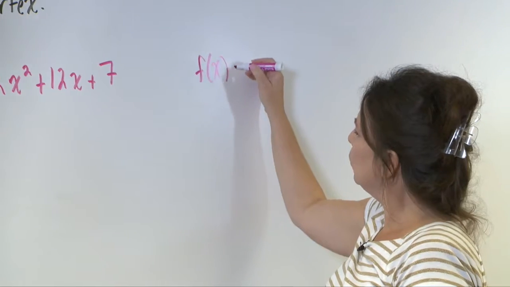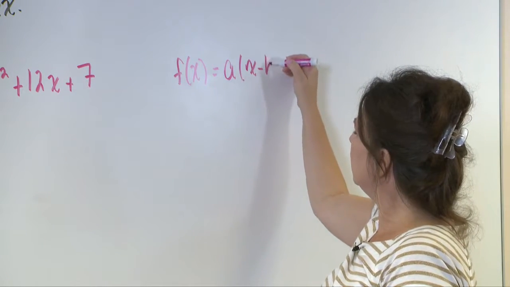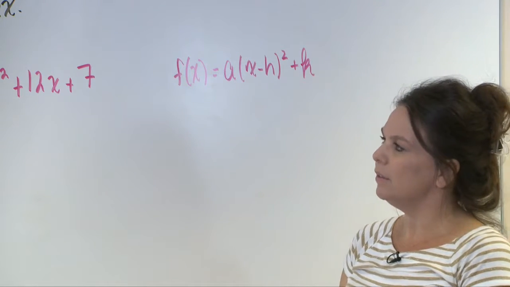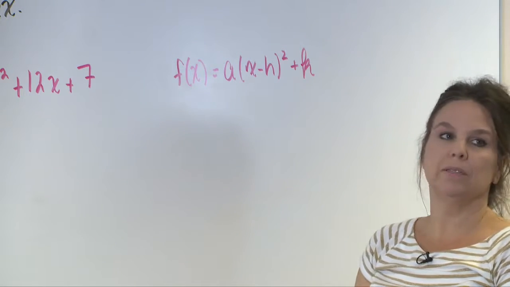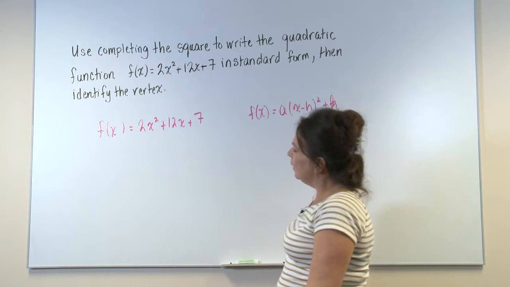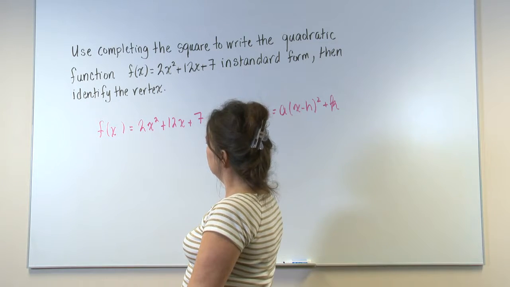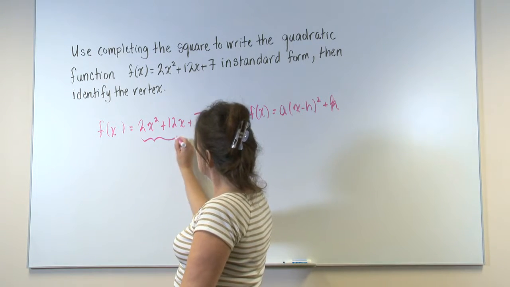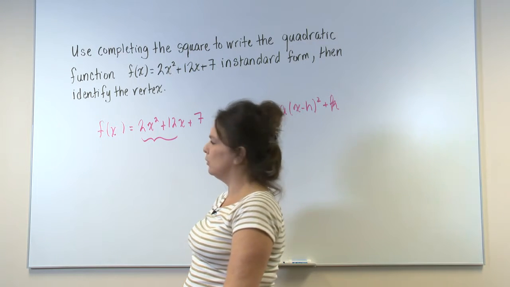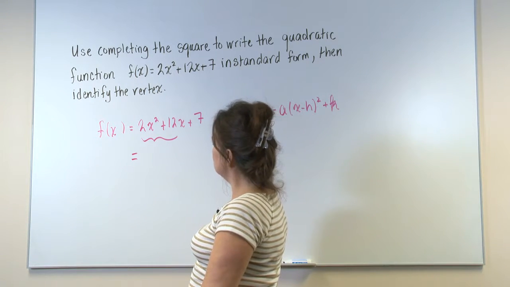Standard form of a quadratic function is f of x is equal to a times x minus h squared plus k. And so I want to take the function f of x is equal to 2x squared plus 12x plus 7 and rewrite it in this form. In this particular function, the leading coefficient is not 1. So I'm going to focus here on the first two terms, and I'm going to factor out the leading coefficient from the first two terms.